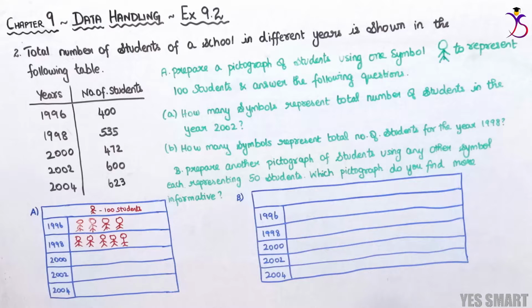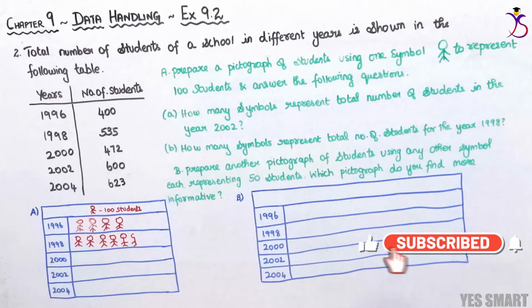So for 35, we will draw 35% of the symbol. That is, we will not draw one complete symbol, we will just draw part of it. That is, it is not complete, we have some values left out.